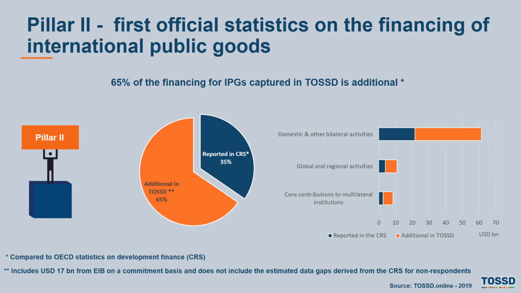Pillar 2 provides the first official statistics on the financing of international public goods, or IPGs. 65% of the financing for IPGs captured in TOSSD is additional compared to OECD statistics on development finance. Most of these additional resources are expenditures on domestic and bilateral activities that contribute to international public goods.